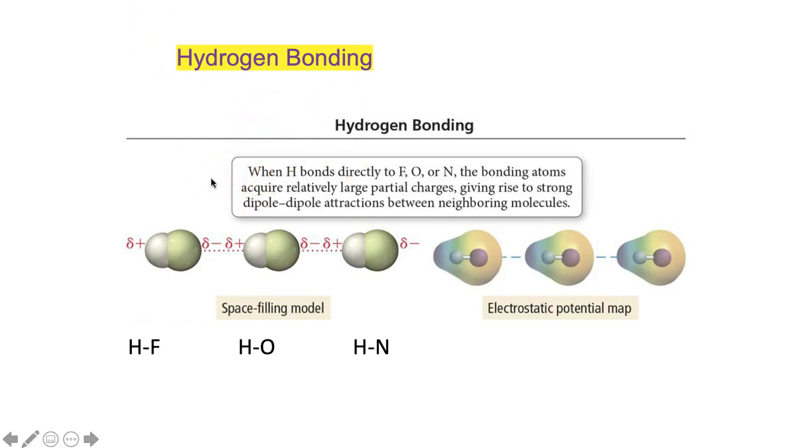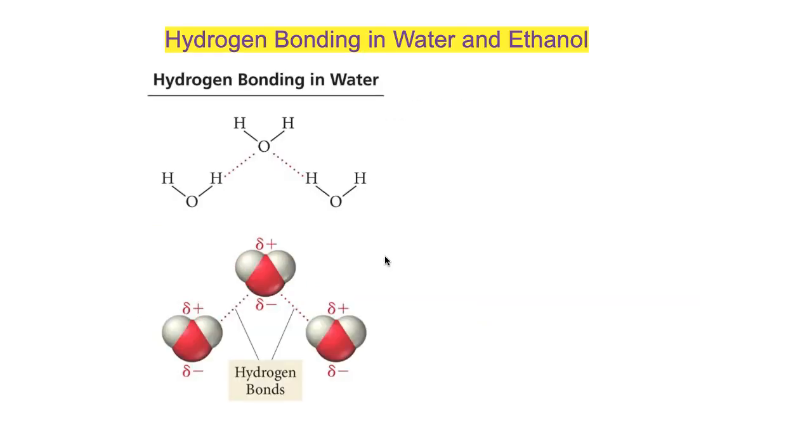So when hydrogen bonds directly to fluorine, oxygen, or nitrogen, the bonding atoms acquire relatively large partial charges, giving rise to strong dipole-dipole attractions between neighboring molecules. So these molecules here, although they look the same in our drawing, could be any of these. And you see how it's always negative to positive, negative to positive. So the stronger these attractions are, and that's due to really the electronegativity differences, the stronger those attractions are, the higher the melting points are going to be, melting points and boiling points.